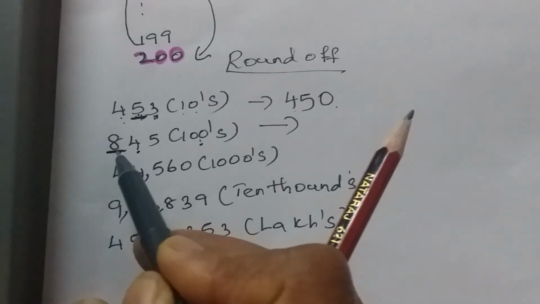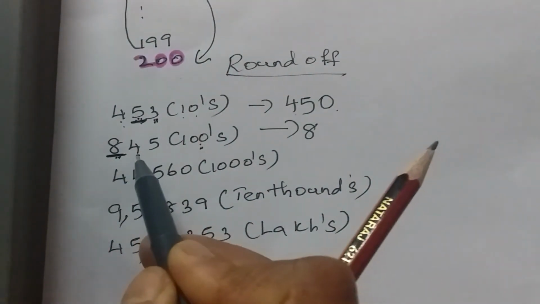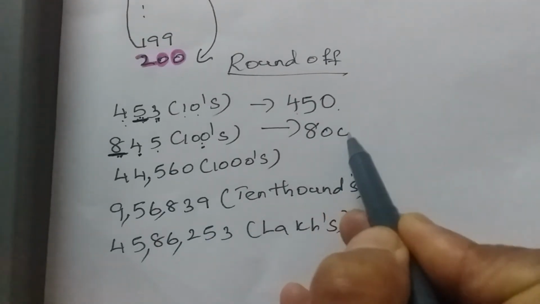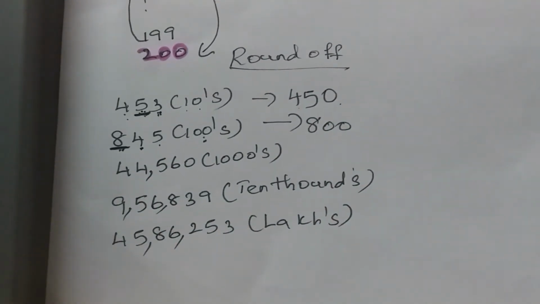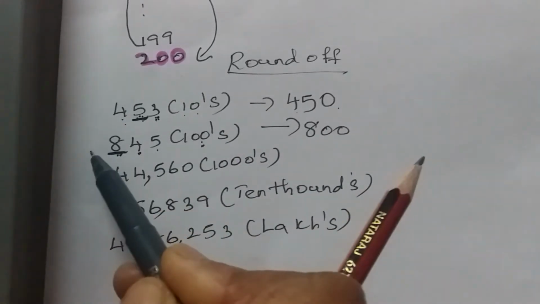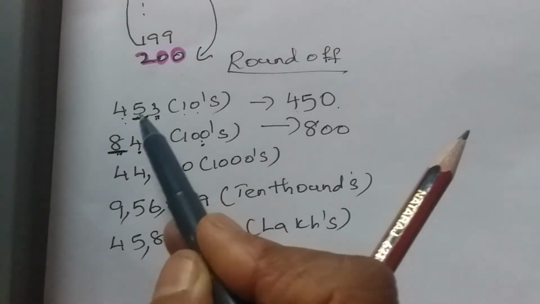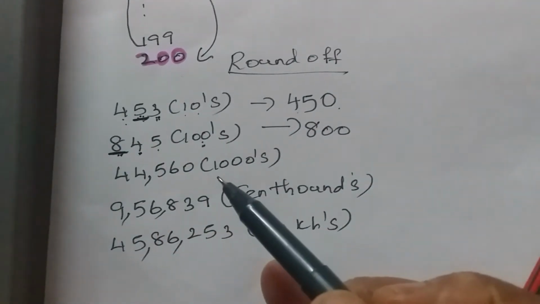So what to do? Write the same 8 as it is. After the underlined digits, whatever numbers you have, they become 0. So 845 is 800. That means 845 is nearest to 800 than to 900. 453 is nearest to 450 than compare with 460.